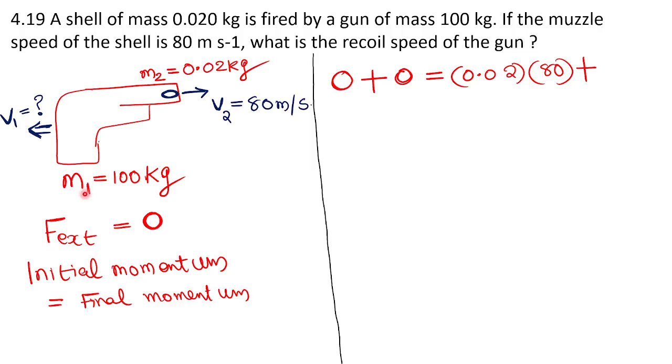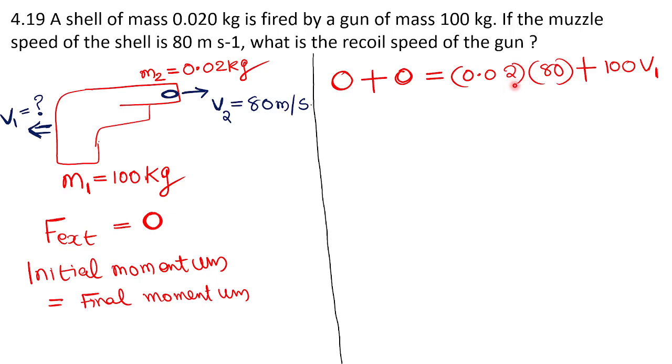The momentum of the gun will be m1 into v1, right? m1 is 100. 100 into v1, right? The momentum of the gun will be 100 into v1. That v1 I want to find out. v1 is said to be the recoil speed of the gun. So more conservation of momentum. So just multiply this. What is this?